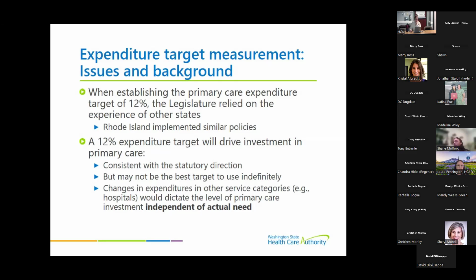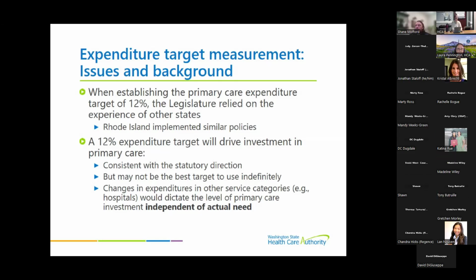So by way of issue and background, when the state established the primary care expenditure target of 12%, there was definitely some reliance on the experience of other states. Rhode Island, which I just mentioned, was included. They had really led with this policy nationally, and that's where they started. So setting at 12%, and as you recall, they had some quite good success in their state with this policy.